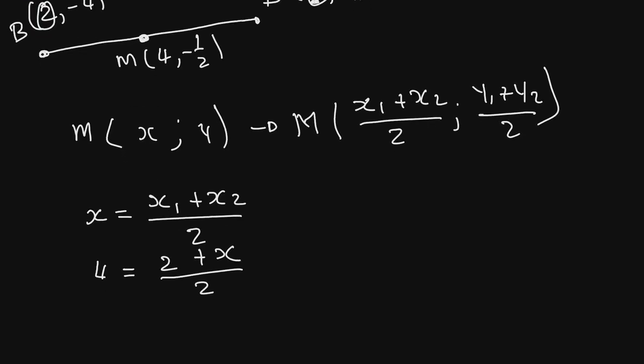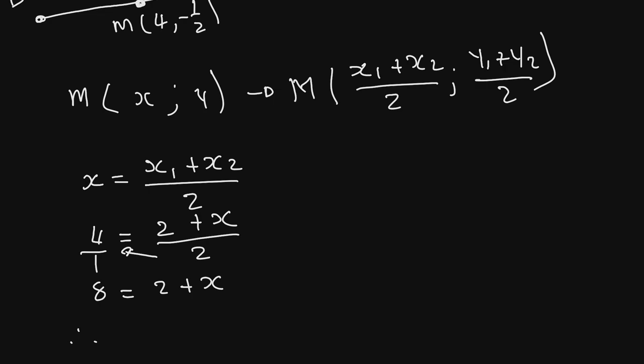So for us to be able to solve for the value of x, we can just cross multiply to say 2 will multiply with 4, and then we're going to have 8. And then 1 will multiply with 2 plus x, which is going to be 2 plus x. And therefore, the value of x is just going to be 8 minus 2 if we put 2 to the other side. So the value of x will be 6.